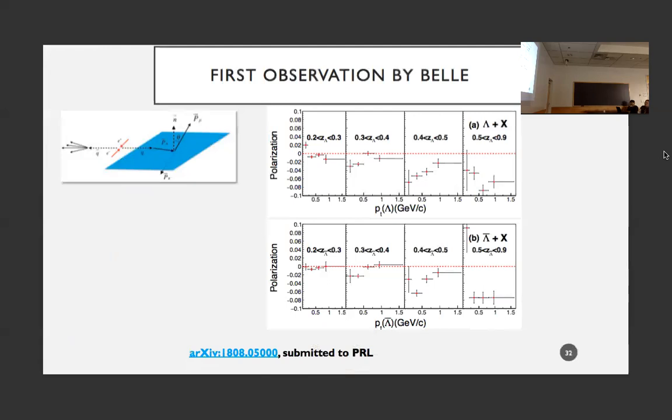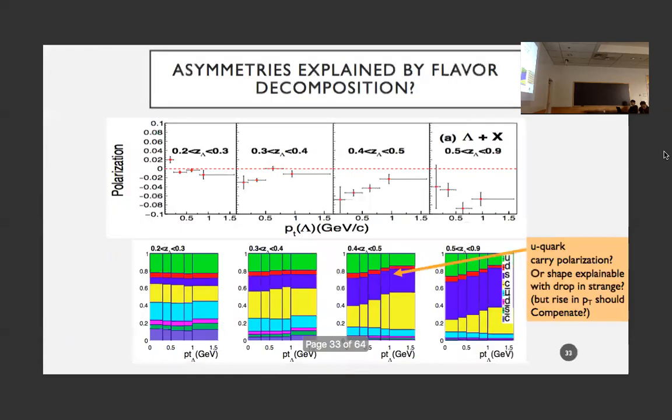We'll talk a little bit more about this peculiar dependence here in this middle Z bin, which is probably related to the flavor structure there. But summarizing, we see for the first time a large asymmetry for the lambda polarization in the fragmentation region. As I said, the first time we saw that, we were very surprised by this PT dependence that flips here, but it's still not entirely clear why that is, and I think we should do a SIDIS measurement to confirm this.